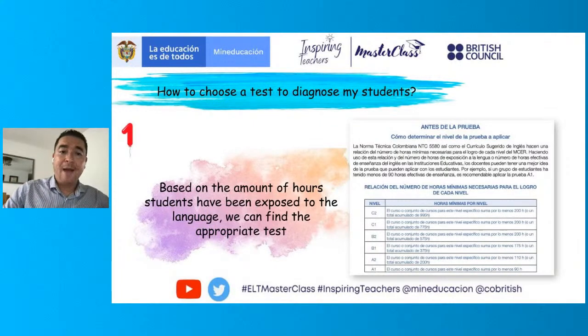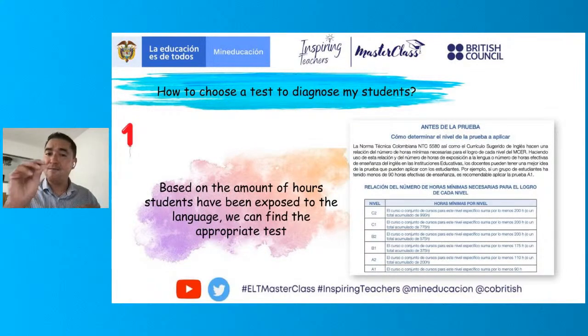Number one, think about the number of hours that your students have been exposed to in order to select the most appropriate exam for your students. So I'm going to give you an example. I am working with 9th grade and I start counting. My students already went through 6th, 7th, and 8th grade. It means that they were exposed to the language, it's an example, for about 100, 150 hours. Okay, so based on this protocol, I'm going to select the most appropriate test, an A1 test, an A2, or a B1. That is the recommendation number one, to select the most appropriate test for our classes.